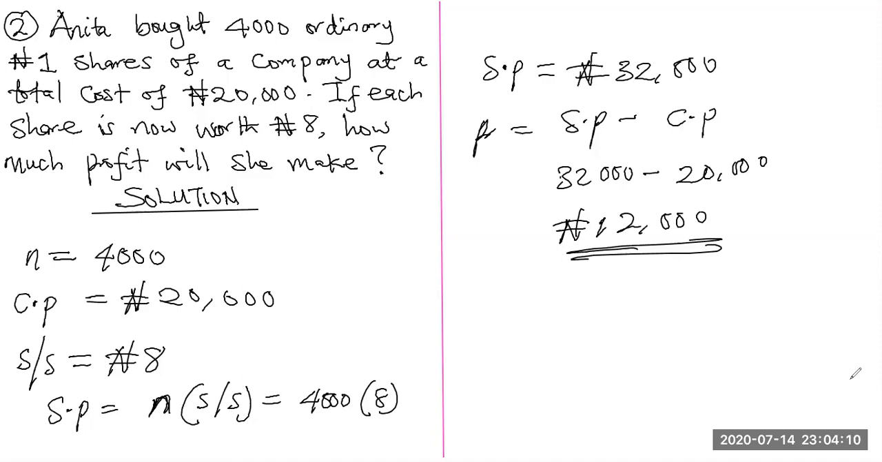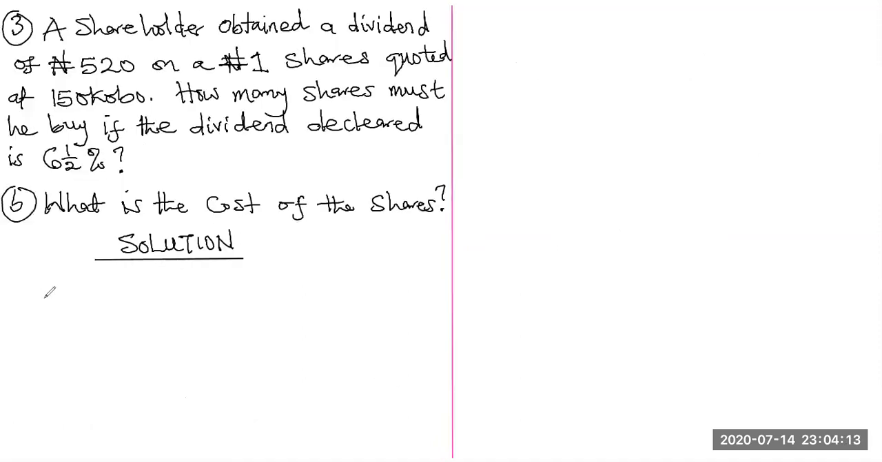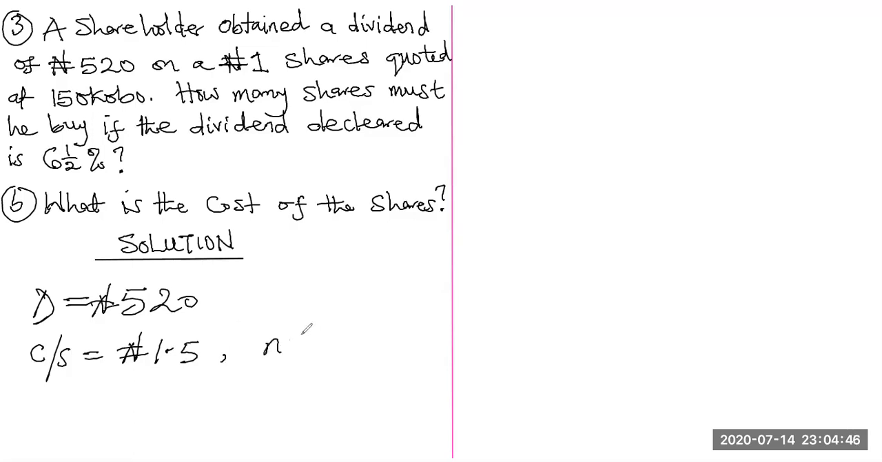A shareholder obtained a dividend of 520 naira. So the dividend, in total, not the dividend per share, is 520 naira. The cost price per share, of a 1 naira share, is quoted at 150 kobo. So 150 kobo is the cost price per share, and I'll call it 1.5 naira because I'm working in naira. How many shares must she buy? So the number of shares is unknown, if the dividend declared is 6.5%.